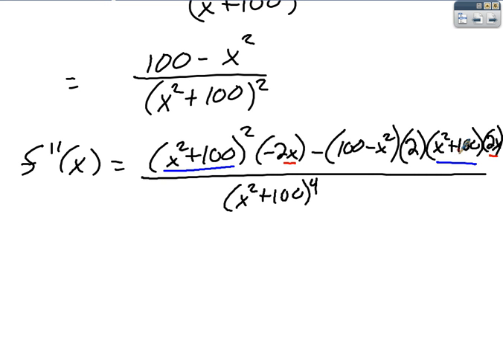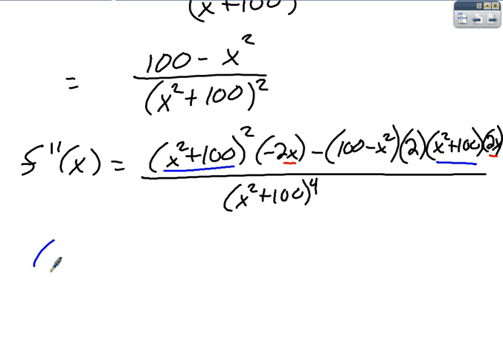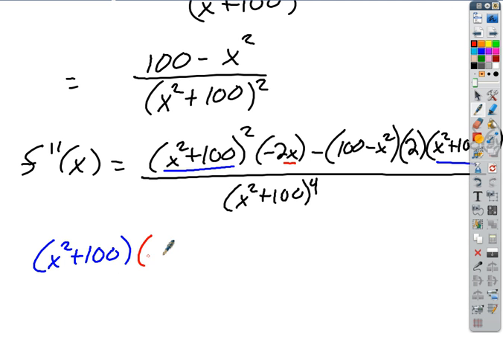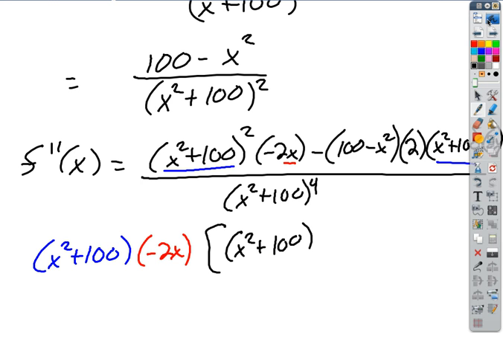So I've got x squared plus 100. I could pull out a negative 2x. And then what's left over if I do all that? Well, it looks like I got rid of one of those powers, so I've got a remaining x squared plus 100 from the first term. I completely took away that guy, so that's it from the first term.